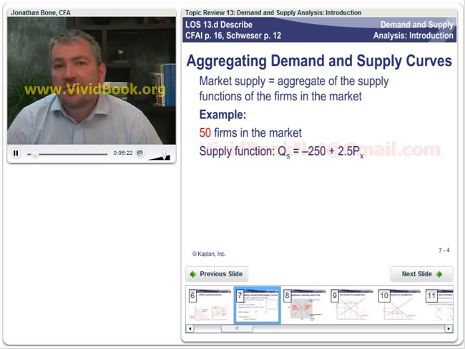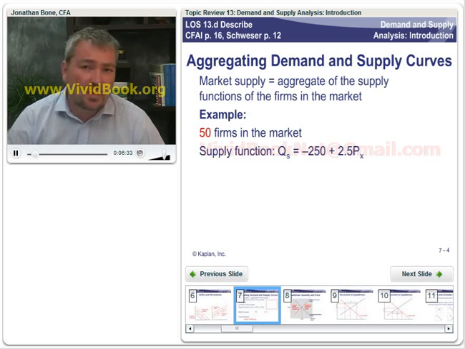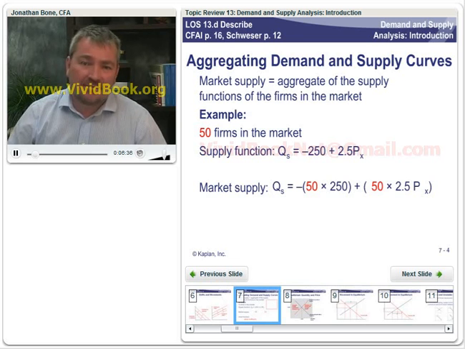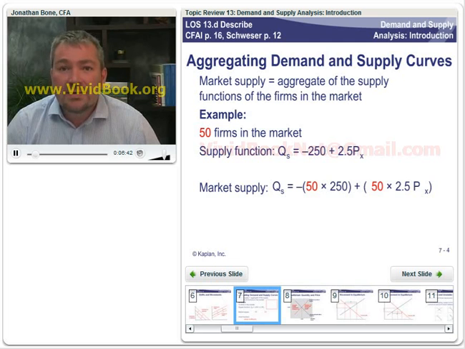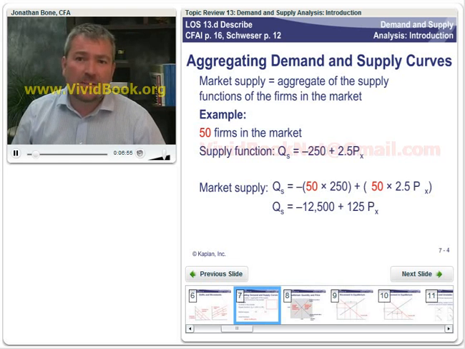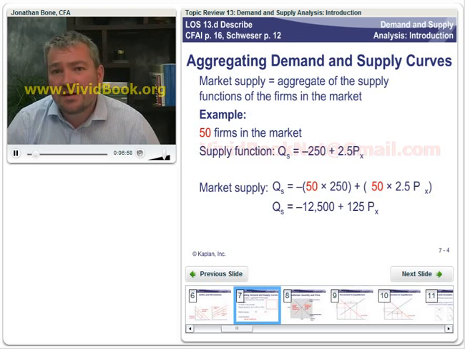We've got an example with 50 firms in the market, and we're saying for each individual firm, the quantity supplied, and we've set it up as a regression here, equals minus 250 plus 2.5 times price. So if we aggregate for the 50 firms, assuming they all face the same supply function here, all we need to do is multiply that by 50. So multiply the intercept by 50, so 50 times 250, and multiply your slope coefficient by 50, so 50 times 2.5. And that gives us our market supply. So our market supply would be minus 12,500 plus 125 times the price.